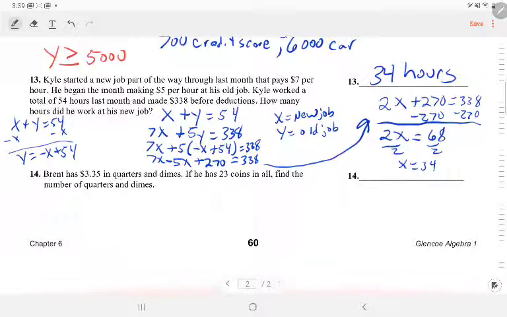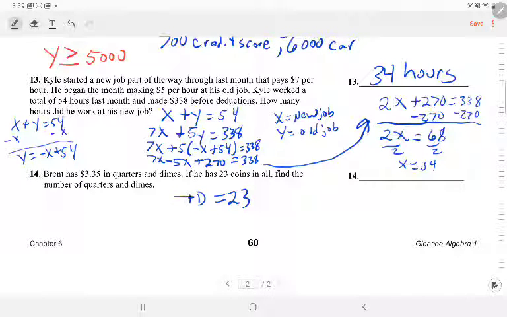It says Brent has $3.35 in quarters and dimes. If he has 23 coins in all, find the number of quarters and dimes. So we need to write two equations. All right. We have all the information we need. So we know we have a total of 23 coins. Some of them are quarters, and some of them are dimes. So however many quarters plus however many dimes, we have 23 altogether.